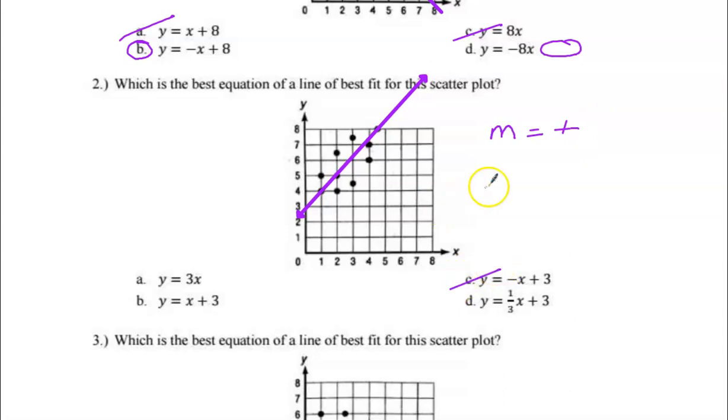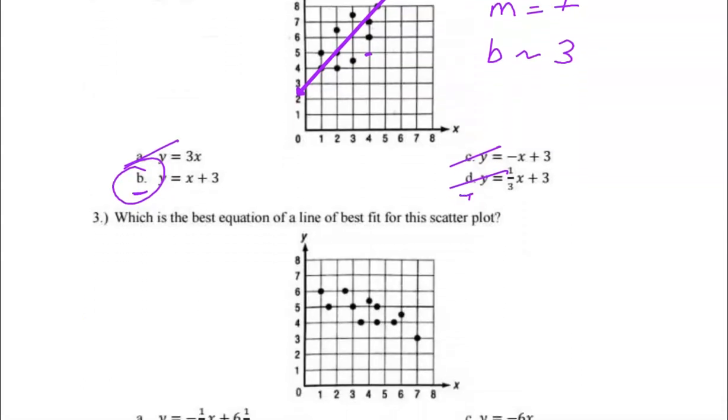And then my y-intercept appears to be around 3. So I'm going to cross off A because that has a y-intercept of 0. So now I'm left with either B or D. So what I can see is, is my slope up 1, right 1, or is my slope up 1, right 3? Well, it's clearly not up 1 and right 3, because I would end up way over here, which is clearly not a point. And my slope does appear to be 1. Again, these are estimates. You're not going to get exact values. They're just approximations.